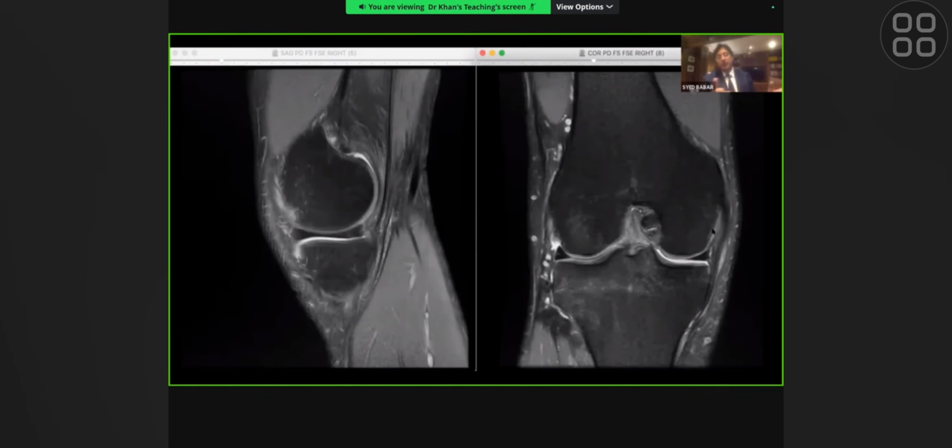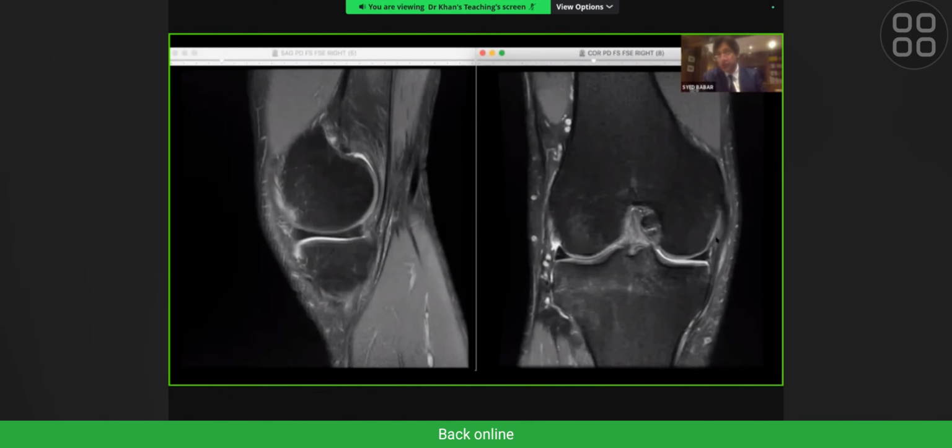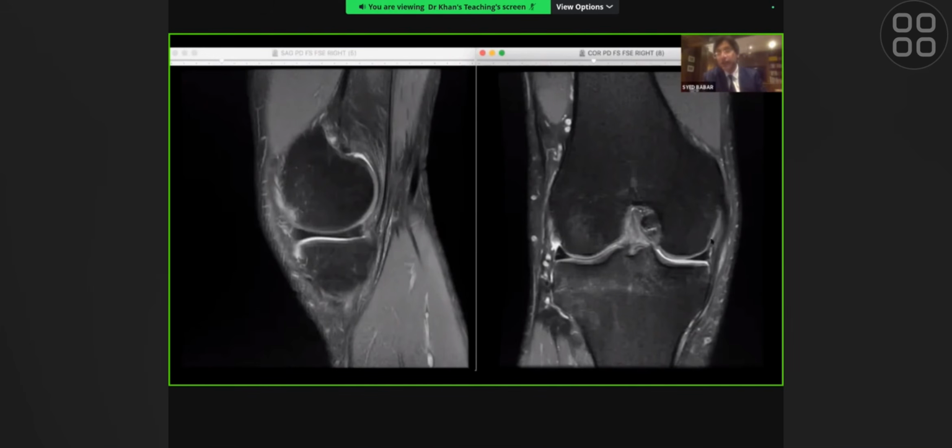So a different grading system, you don't have to remember, but if it's only stretched and edematous, it's grade 1. If the fibers are partially torn, or if there is some disruption of the fibers, you call it grade 2. And if there's complete avulsion, you call it grade 3. So here you can clearly see there is no avulsion. There is no disruption of the fibers, but it's just edematous and thickened. So clearly this ligament is sprained, or we call it a grade 1 injury, if you want to call it.